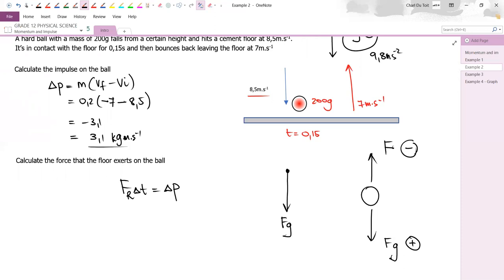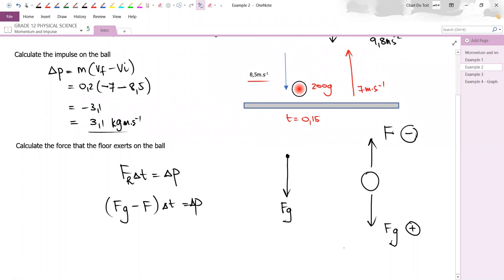So I'm going to convert that into the following: Fg minus F times delta T is delta P. And this you're only going to do if the movement of the object is vertical. Right, what is Fg? Fg is mg. Remember that equation: the force of gravitation is the mass times the acceleration, which is 9.8. But to get full marks, you have to convert that Fg to mg. You can't just write m times 9.8. You must write mg first, minus F.